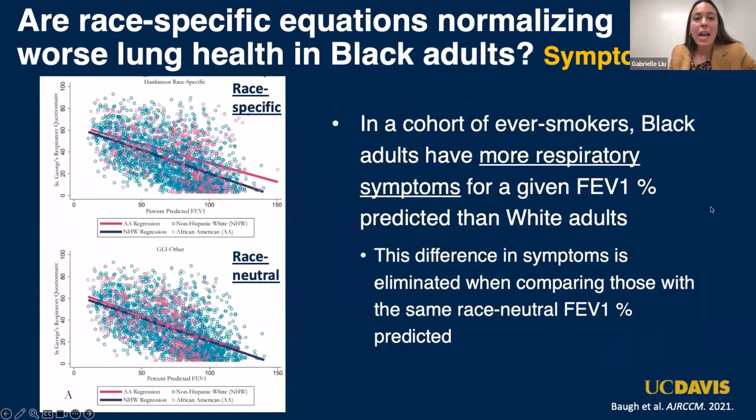I'm not going to go into great detail because this is a paper by Dr. Ba and his colleagues that he'll be going over soon, but I didn't want to leave out this really important paper, where their group showed that these race-specific reference equations were likely, again, normalizing worse lung health, as evidenced by a greater amount of respiratory symptoms for a given FEV1 percent predicted among Black adults versus white adults, and that this difference was eliminated when looking at race-neutral FEV1 percent predicted.